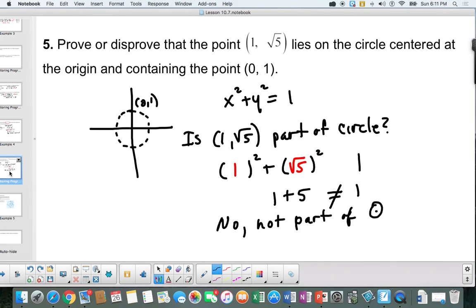Okay, we want to prove or disprove whether this point lies on the circle, and you can see I drew a picture and I wrote my equation, and then I asked, is this point part of the circle, so I went ahead and substituted. Notice how I left this blank. I'm not quite sure if it's going to work or not. I wrote 1 plus 5, and I can see that does not equal 1. So this disproves it and says, no, this is not part of the circle.